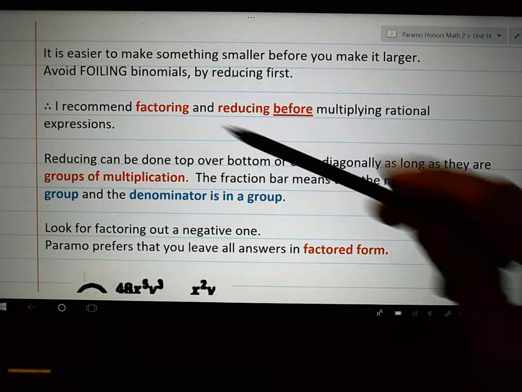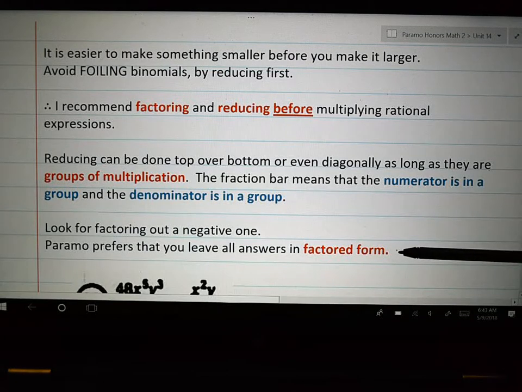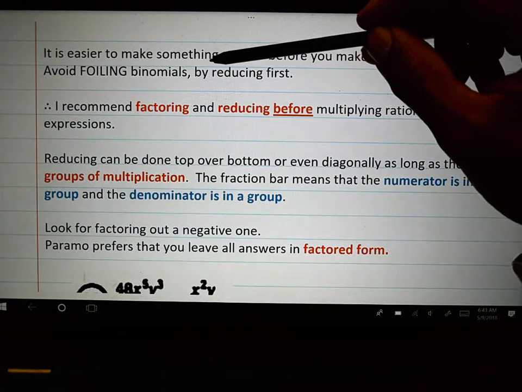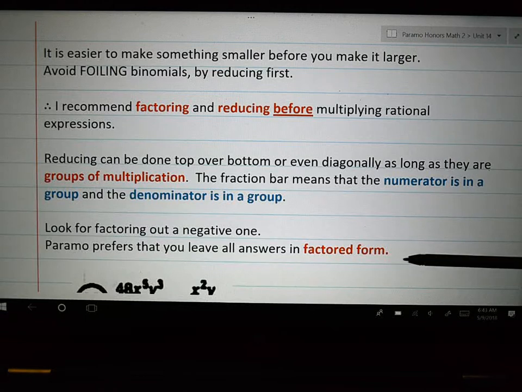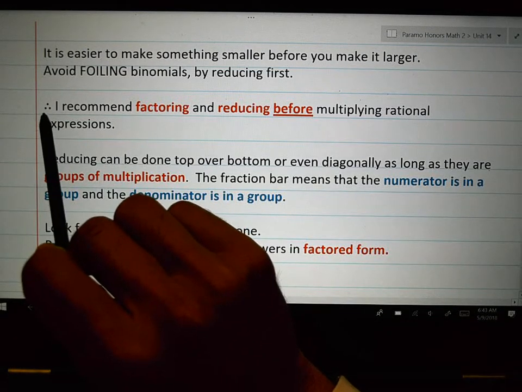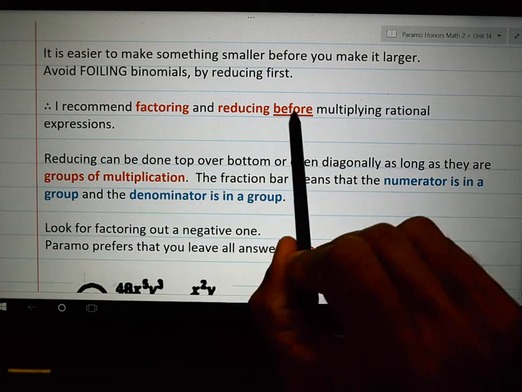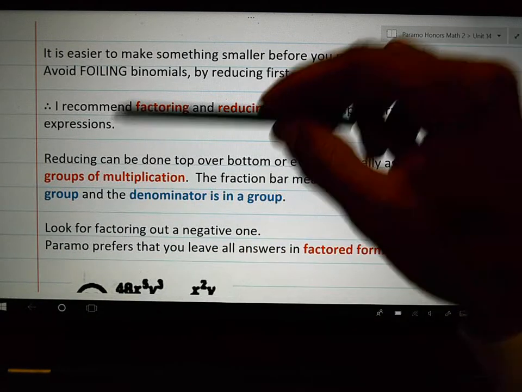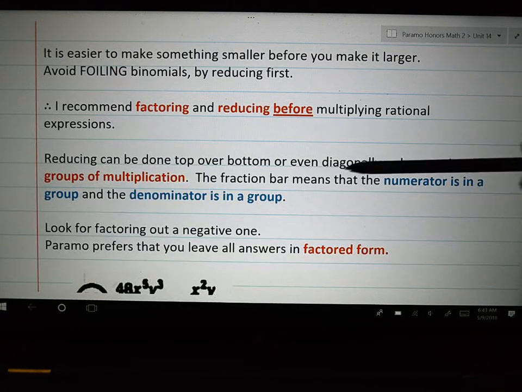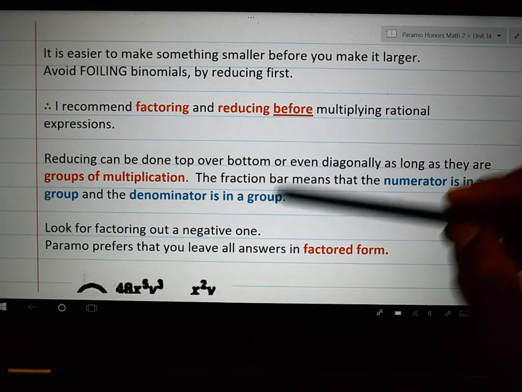If you make something smaller, you might not have to FOIL something out. The other thing that I wrote down just way down here, whether you see it or not, it says, I prefer you leave your answers in factored form anyways. So avoid FOILing binomials because that's not even in factored form anyways. So I prefer that you don't do that in your final answers. Therefore, that's what these 3 little dots in a triangle mean. Therefore, I recommend factoring and reducing before multiplying rational expressions. You're going to see me do a lot of this. I'm going to look for things that can reduce first before I do anything else.